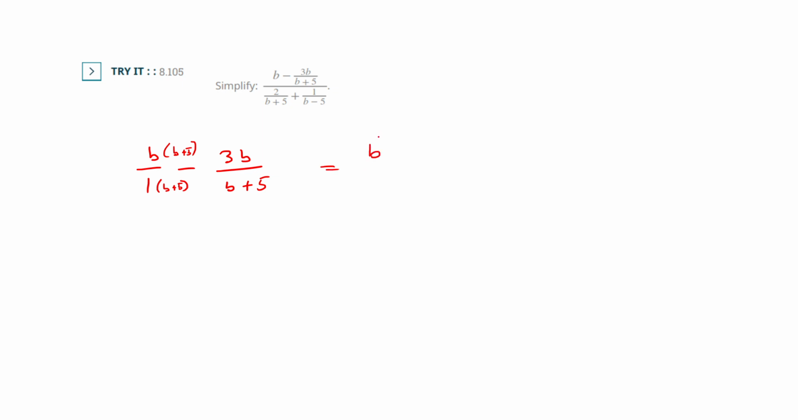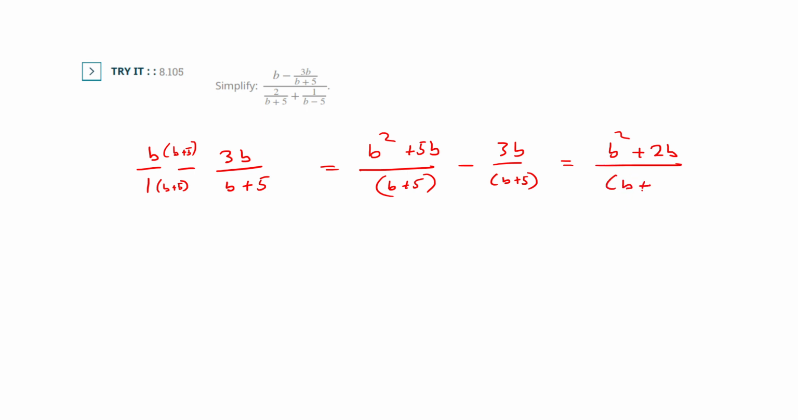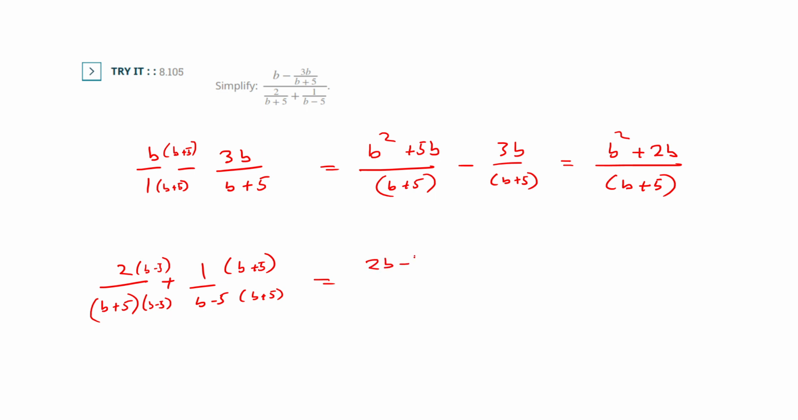Okay, let's multiply that through. I'm going to get b squared plus 5b. Over here I've got minus 3b over 5 plus b. Now this is subtraction, so he's going to this guy. So I'm going to have b squared plus 2b left on the top there. Now let's do the bottom. This is part number 2. Okay, he needs a b minus 5. He needs a b plus 5. Okay, let's distribute, and I'm going to get 2b minus 10. I'm sending that 2 just to both of those guys. 1 times b plus 5 doesn't do anything.